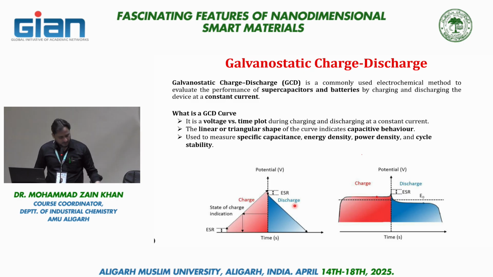Symmetric and asymmetric capacitors are those where, if you have the two electrodes identical to each other, they are called symmetric supercapacitors, while if the electrodes are non-identical, they are called asymmetric supercapacitors.